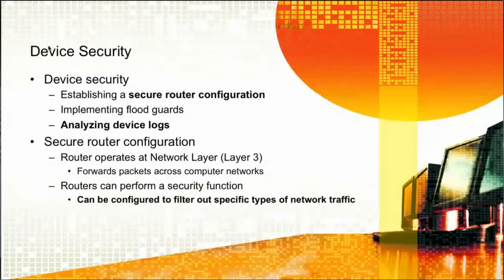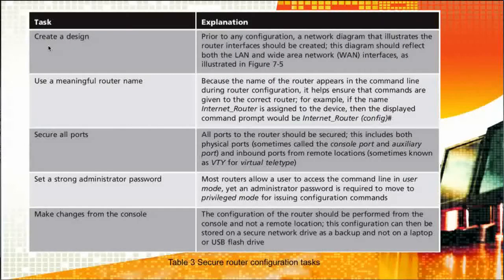Device security requires you to establish a secure router configuration, implementing flood guards, and analyzing device logs. The secure router configuration all begins at the network layer, or the OSI layer 3. Routers can perform a security function. They're not just there to route your traffic. They can be configured to filter out specific types of network traffic.